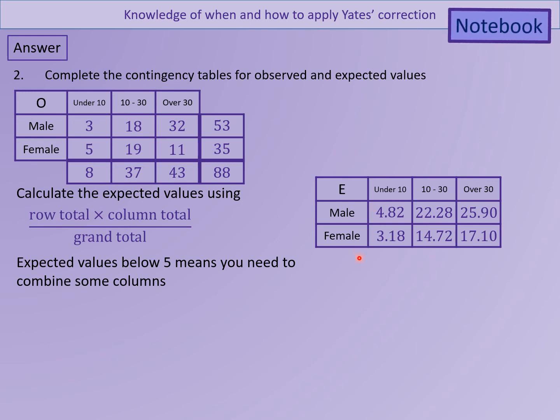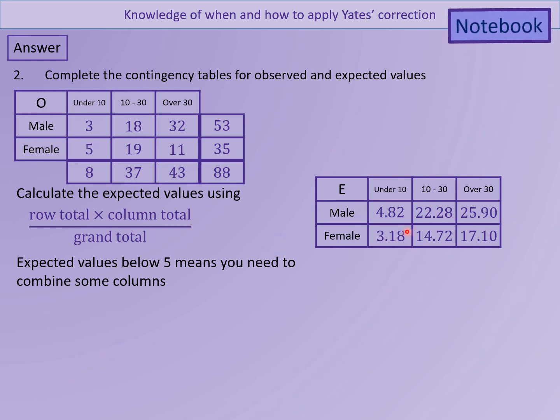So you need to make sure that you always check after you've done your expected table and said, oh look, here we go. There's a bit of a problem here. In fact, there's a problem here as well, that we cannot run the chi-squared test. We have to stop at this point. We can't carry on. What we're going to do is combine some of the rows.